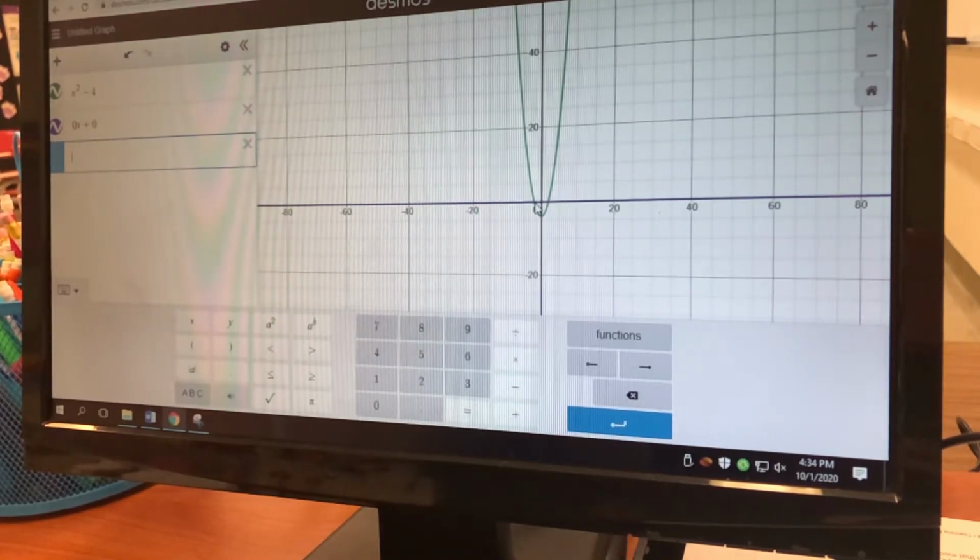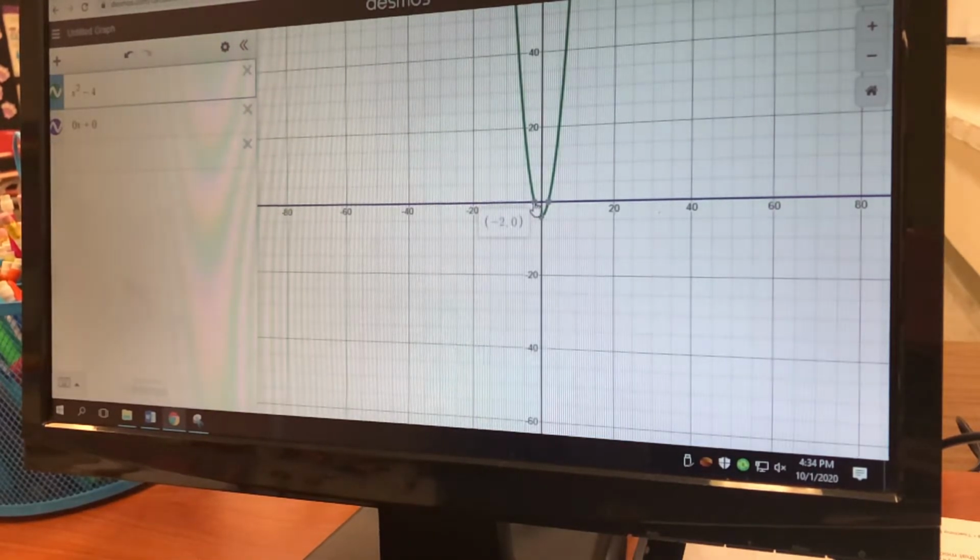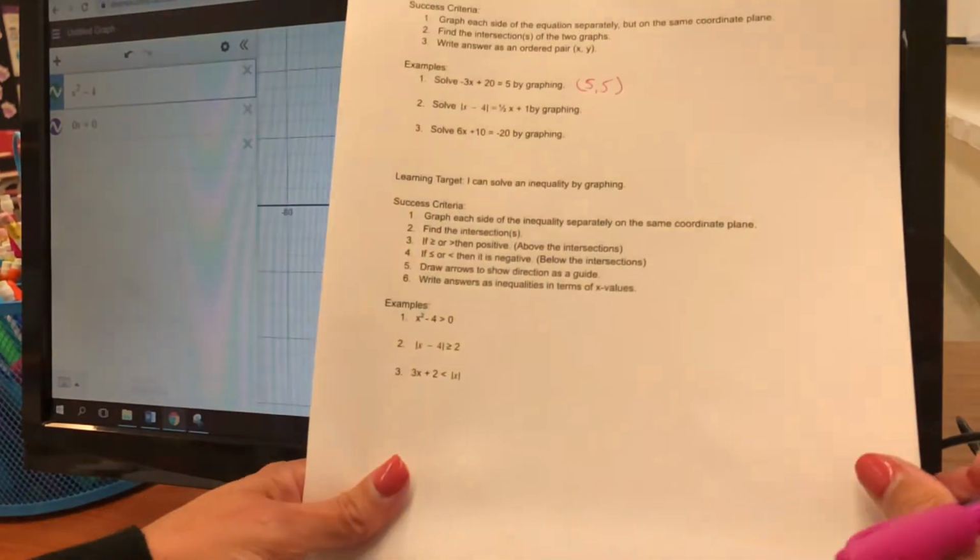Okay, so I'm going to plot my points: -2, 0, and 2, 0. So those are my intersections. So now, because this is an inequality, I'm going to put this back up here.